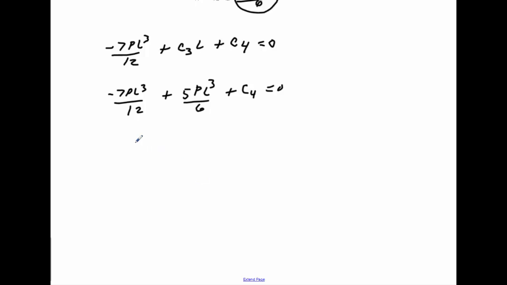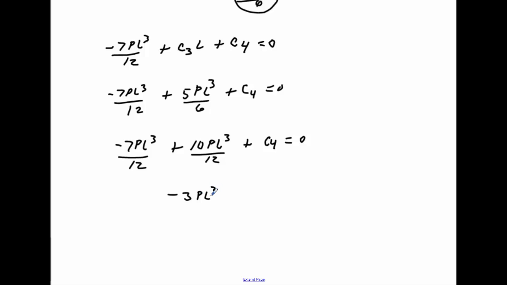We'll get these into common denominators. It's going to give me minus 7 PL cubed over 12 plus 10 PL cubed over 12 plus C4 is equal to 0. Here we'll get minus 3 PL cubed over 12 plus C4 is equal to 0. So obviously C4, and we'll just simplify that. That's just going to give me, sorry, that's a plus. That's going to give me PL cubed over 4.